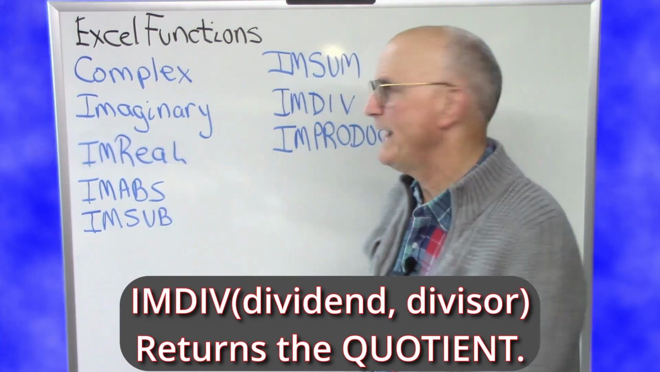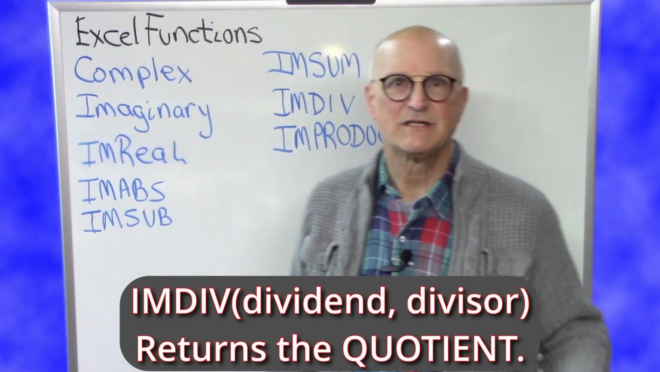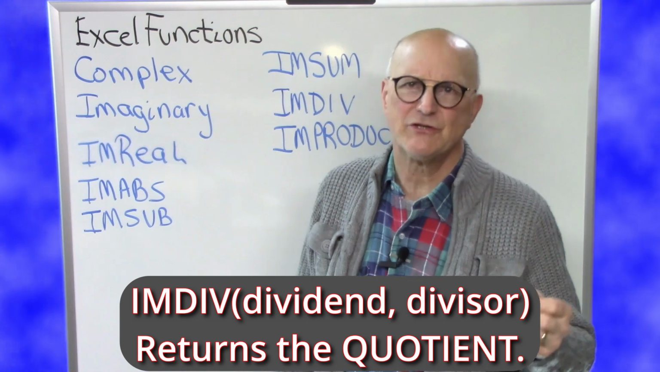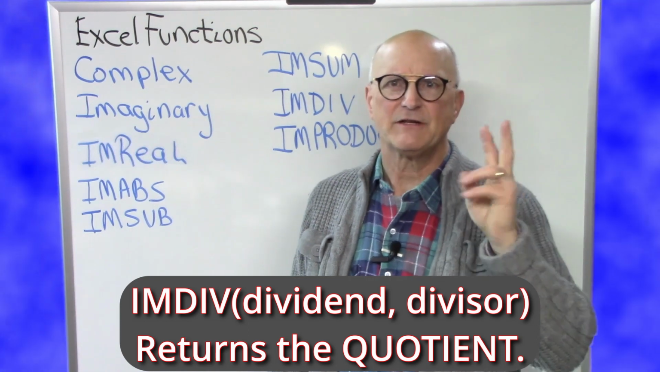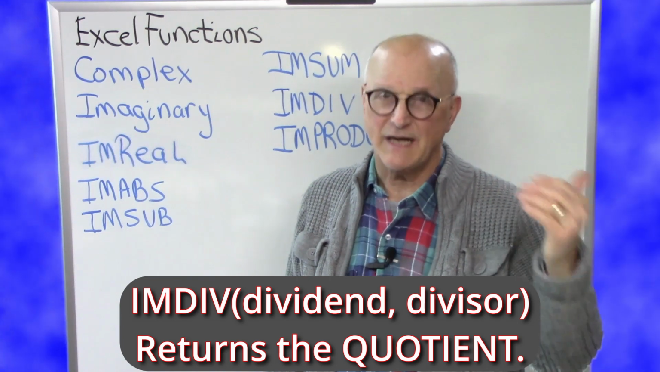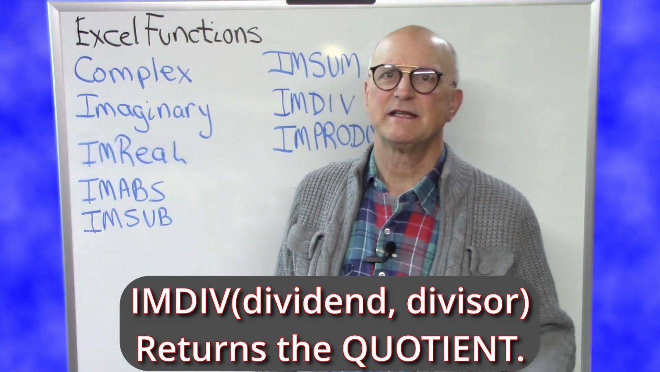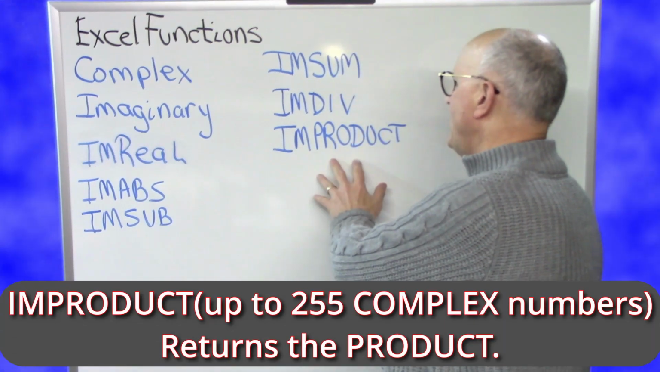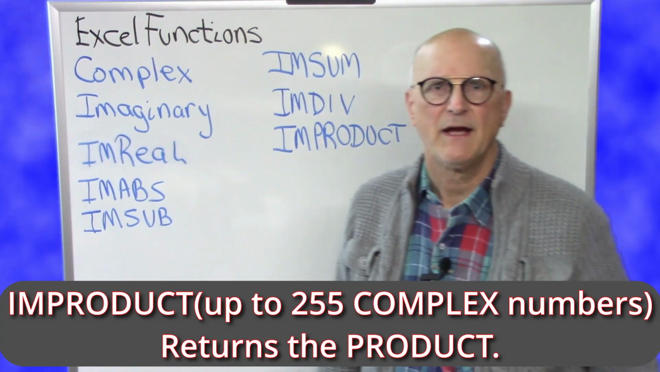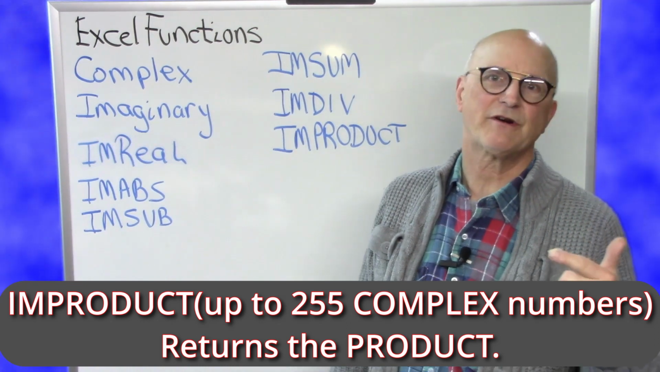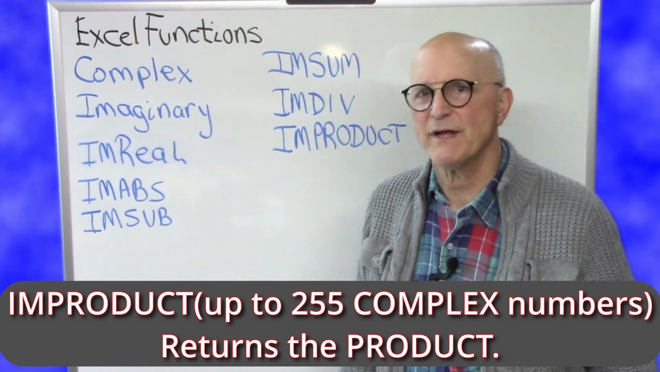We have IMDIV, which is division. It returns the result of dividing two complex numbers. It has two arguments. The first is the numerator, or the top part. The second is the denominator, or the bottom part. And finally, we have IMPRODUCT. IMPRODUCT returns the result of multiplying up to 255 complex numbers.